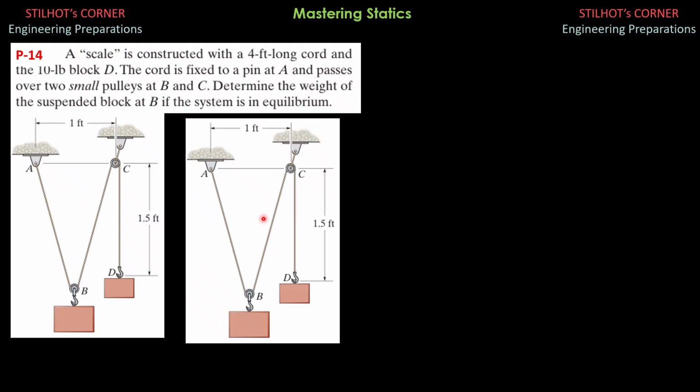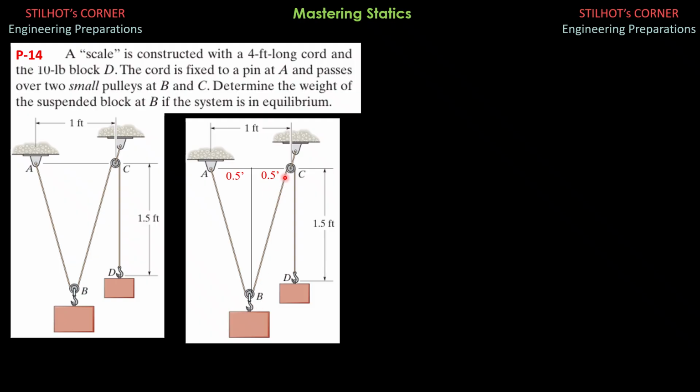So 4 is equal to 2 times the length of this plus 1.5. So 4 minus 1.5 is 2.5 divided by 2. So the length of this part is 1.25. So that's 0.5, half of a foot.